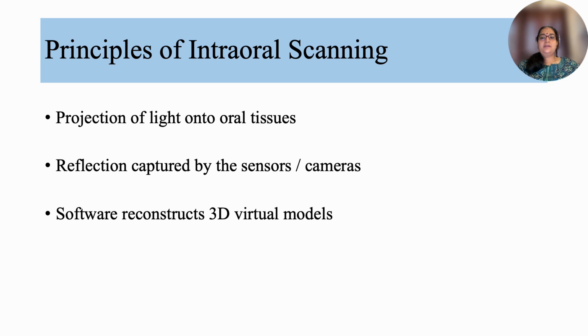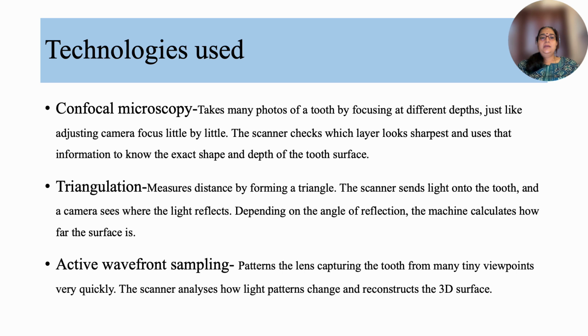The basic principle is very simple. The scanner projects light onto the tooth surface. The reflected light is captured by cameras or sensors, and the software then processes this information and reconstructs a three-dimensional virtual model. Imagine taking many photographs while adjusting camera focus little by little. The scanner then checks which image is sharper at different depths and calculates the exact surface. This is the principle behind confocal microscopy.